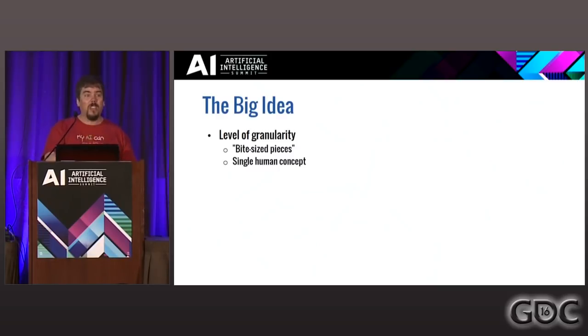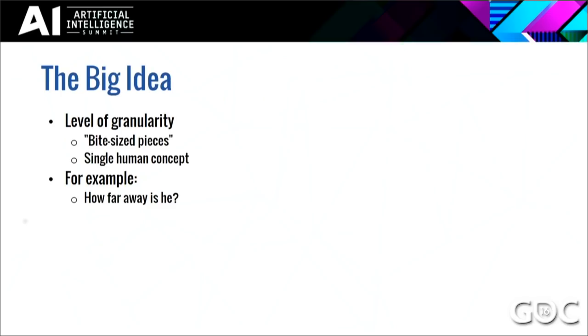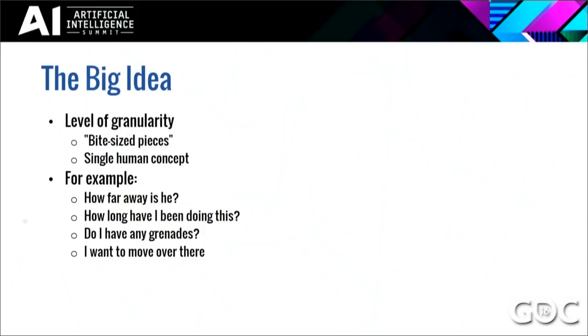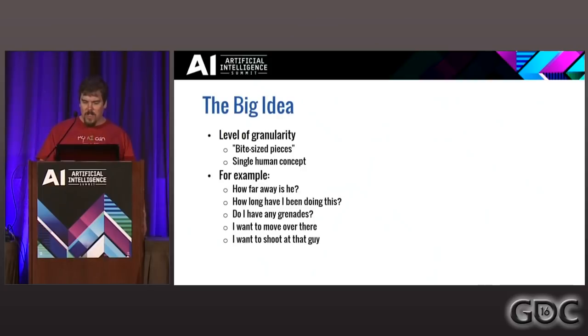Each piece that I plug in should ideally be a single human concept. So something like, how far away is he? Or how long have I been doing this? Or do I have any grenades left? But it doesn't have to be just the decision-making part. It could also be the actions, right? I want to move over there, or I want to shoot at that guy. That kind of stuff.